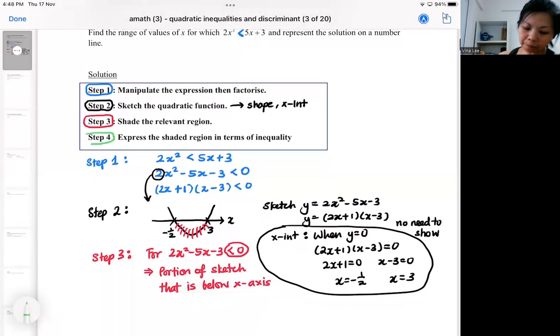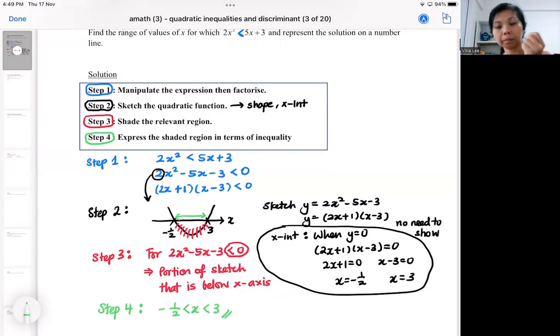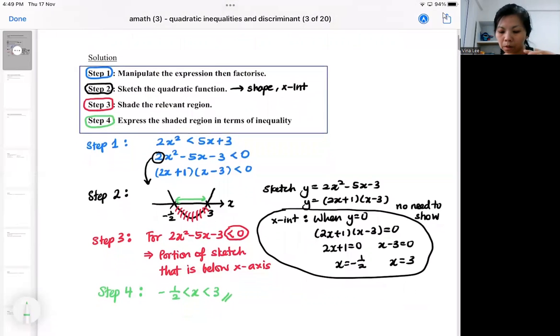So in the fourth step, how am I going to get the answer? If you look at the shading, it corresponds to this number line. So this number line will be the answer. This is the portion of the graph that is below the x-axis. So we are interested in the portion of the graph that is below the x-axis.